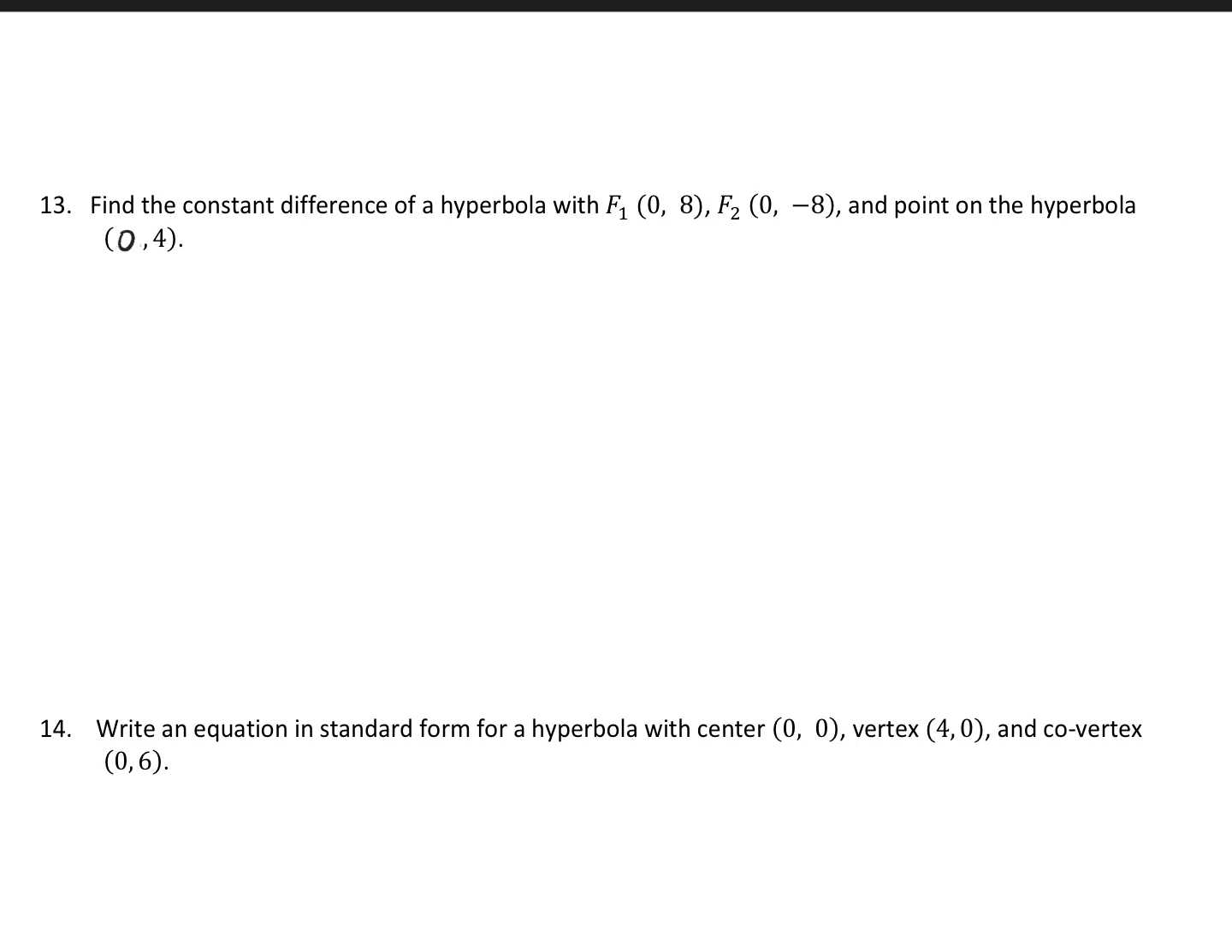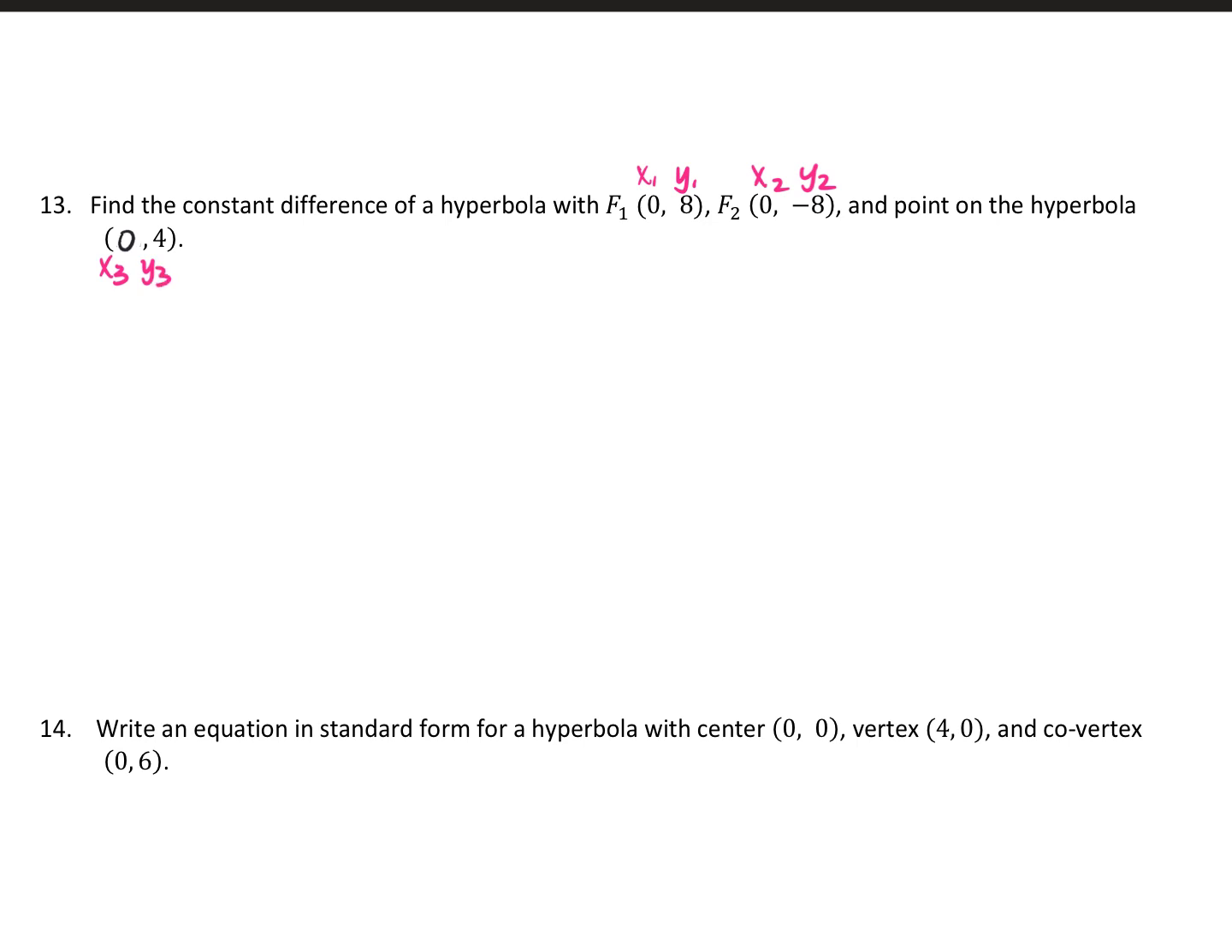Okay. So with this question, it gives us a hyperbola with a focus 1 of 0, 8, focus 2 of 0, negative 8, and the point on the hyperbola of 0, 4. So again, we're going to find the constant difference here. You have an x1, y1 coming from f sub 1, an x2 and y2 coming from f sub 2, and an x3 and y3 coming from your point.